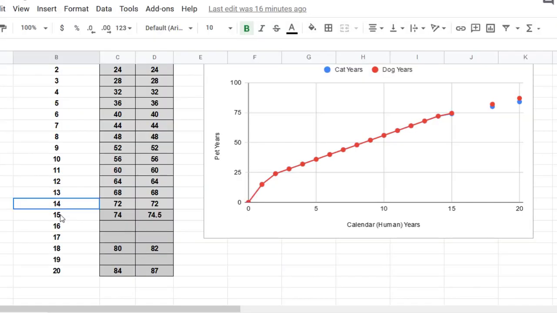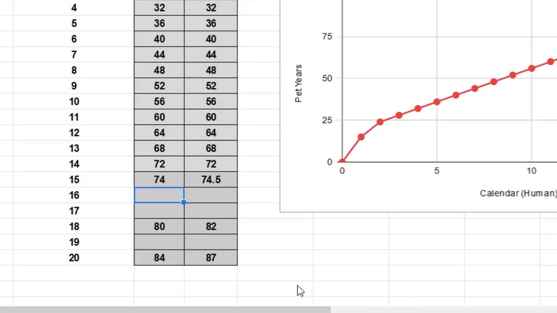Let's look down here. From year 14 to 15, that's one calendar year, the kitty picked up 2 cat years. If you go from 14 to 18, that's 4 calendar years, and they picked up 8. That sure seems linear, doesn't it? If she picked up 2 cat years in 1 calendar year, and they picked up 8 cat years in 4 calendar years, that sure seems like they're picking up 2 cat years every 1 calendar year. So this should be 76.